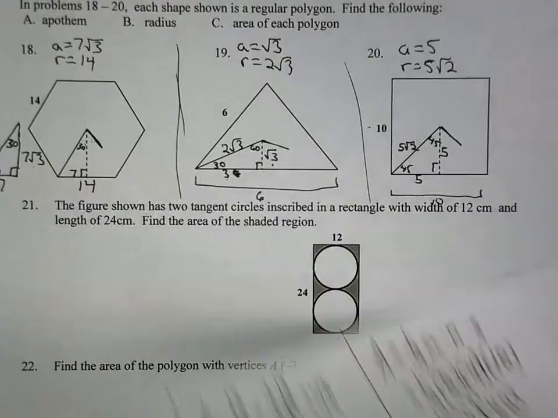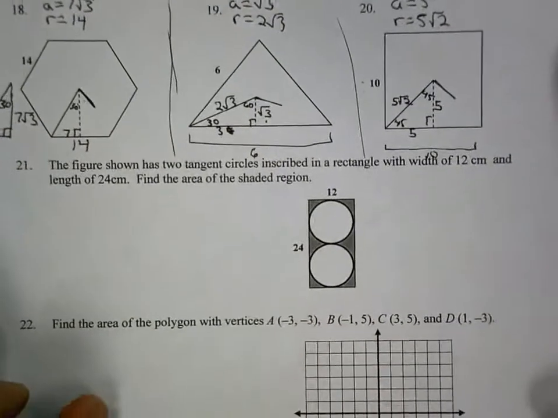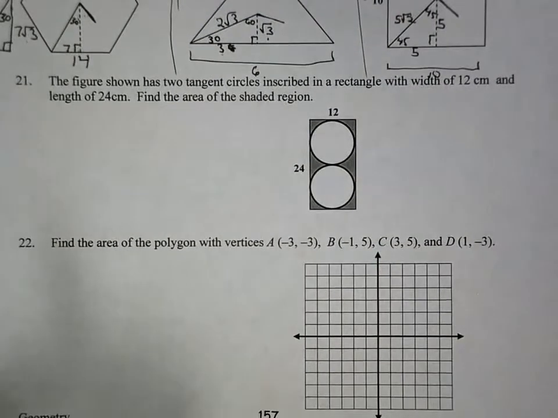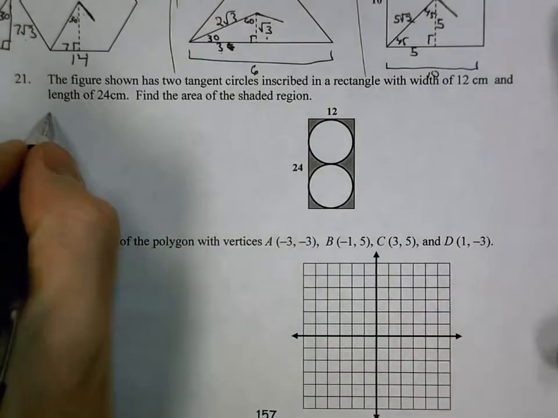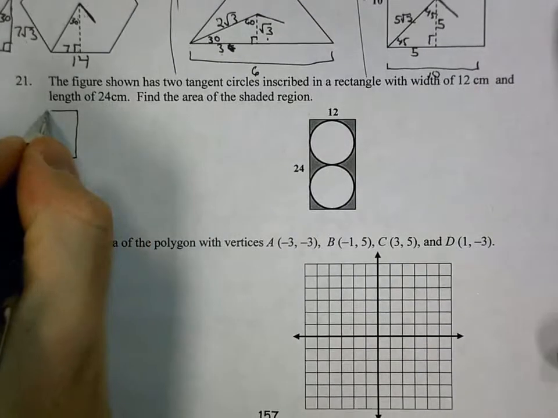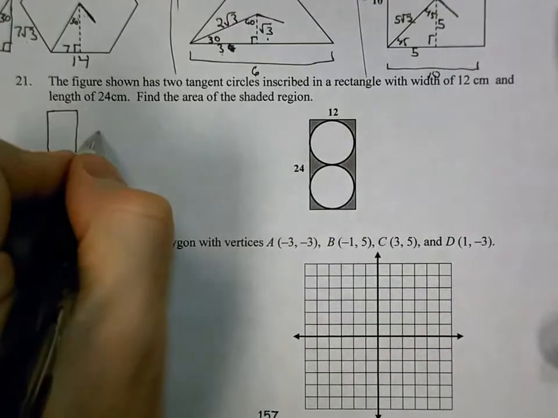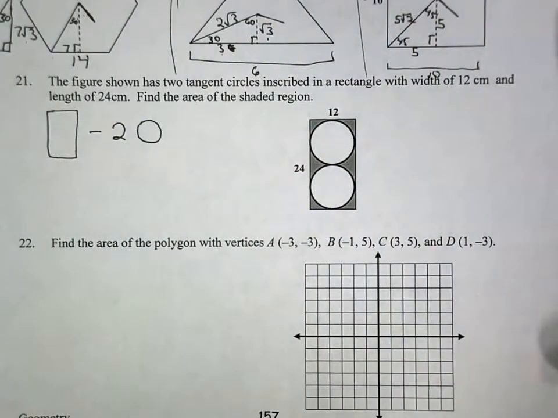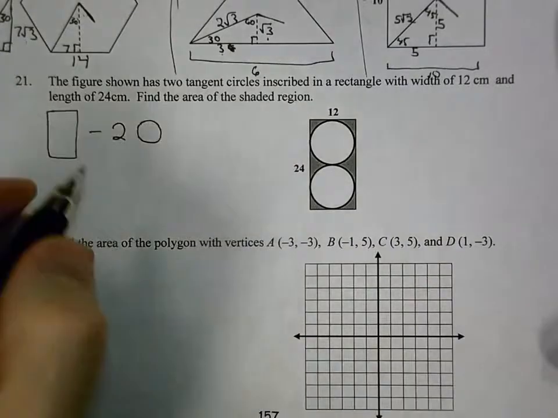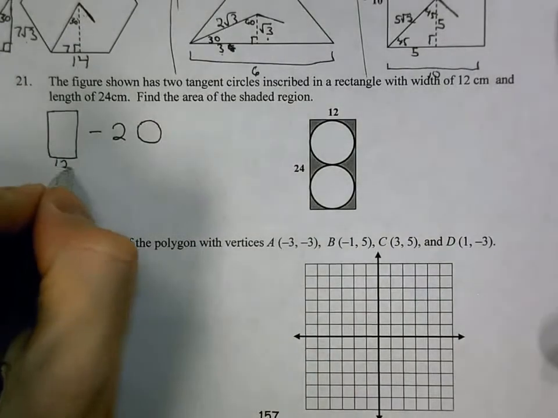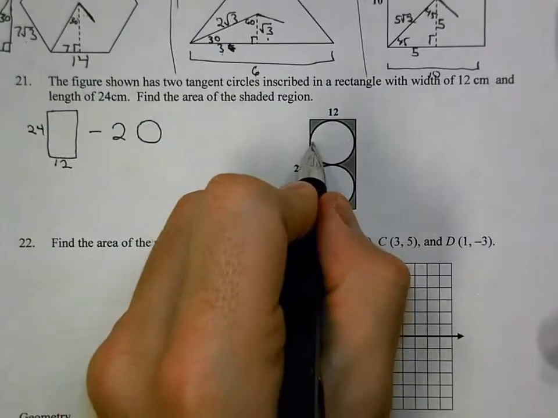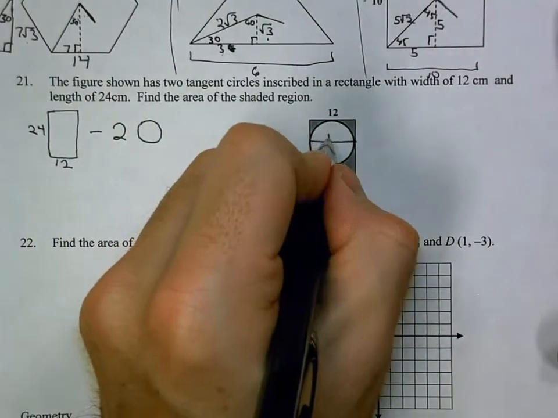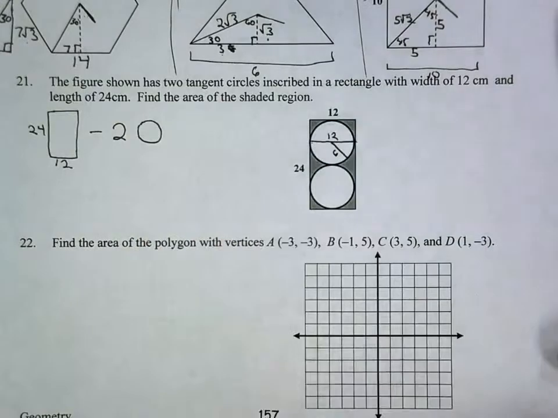Okay, let's clear that away into our last two problems. So we have two tangent circles inscribed in a rectangle. The width is 12 and the length is 24. We're going to find the area of the rectangle, and we're going to subtract 2 times the area of the circle. Since they're the same circle, we just need to find the area of one of them and just double it. So our rectangle is 12 by 24. Since 12 is this width, that's its diameter, which means our radiuses are 6.